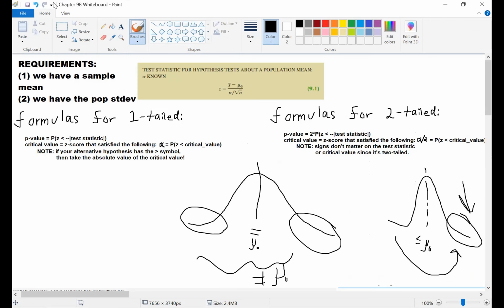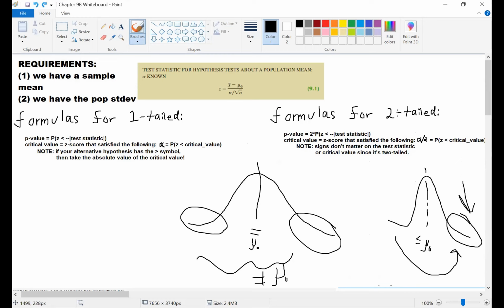Now keep in mind, if your alternative hypothesis has the greater than symbol, then that means you're over here. So that means your critical value needs to be positive. So the one thing you have to keep in mind, if you have the greater than symbol in your alternative, then you're going to have to take the absolute value of that critical value and make it positive.